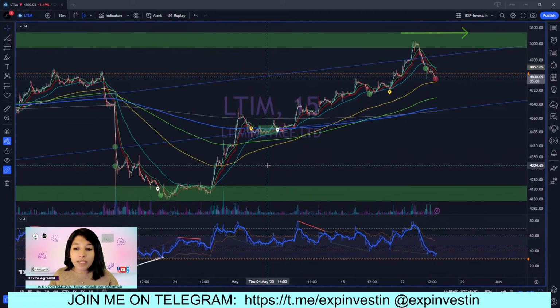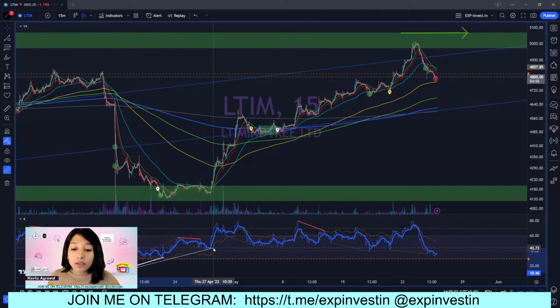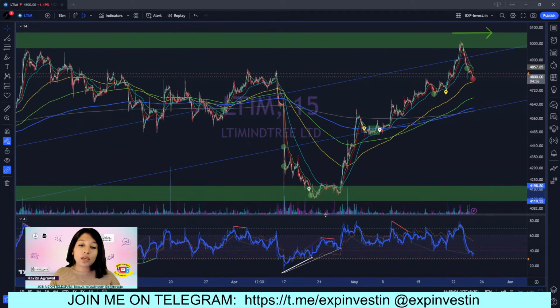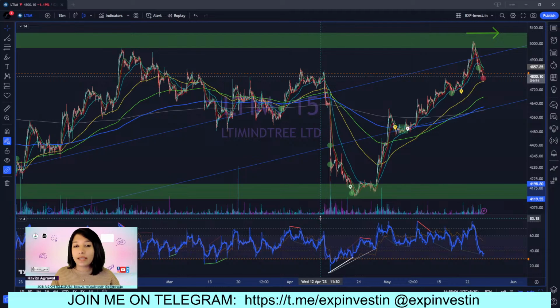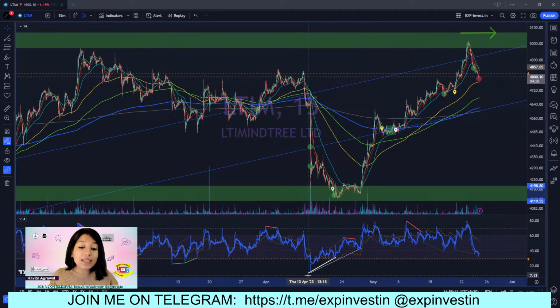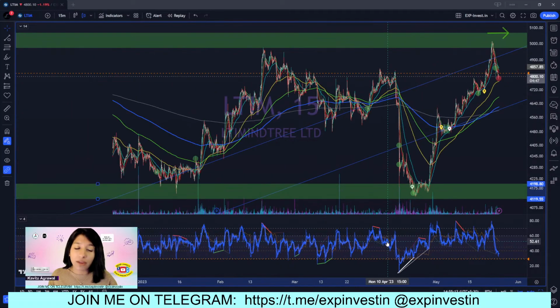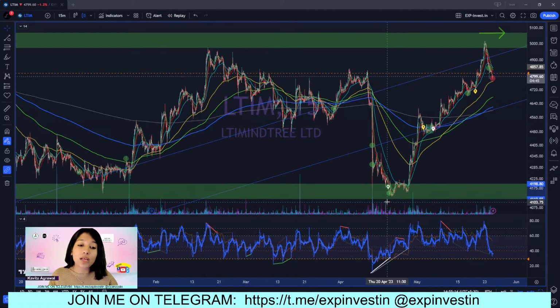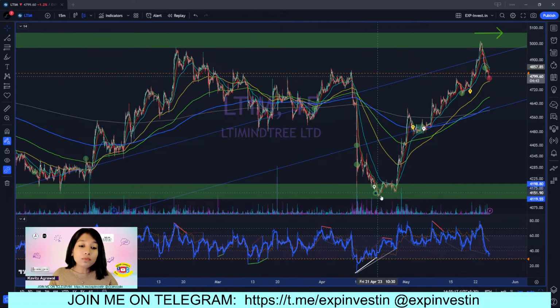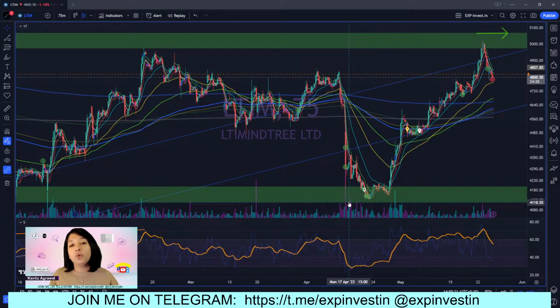On this 15-minute time frame, the RSI, which is basically the relative strength index, a leading indicator, gave a very good confirmation. You can see there is a strong positive divergence which developed as soon as the stock touched this green accumulation zone.